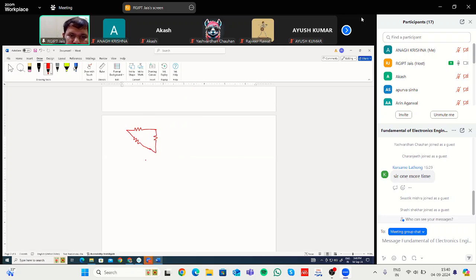To transform this into delta to star, you have to consider the circuit like this. So this is 15, this is 15, this is 15. Now R1, R2, R3 are unknown. So what will be R1? For R1, you have to see the resistances beside it. Just on the two sides of R1, there is 15 and 15. So 15 multiplied by 15 divided by the sum of all the resistances, 15 plus 15 plus 15.